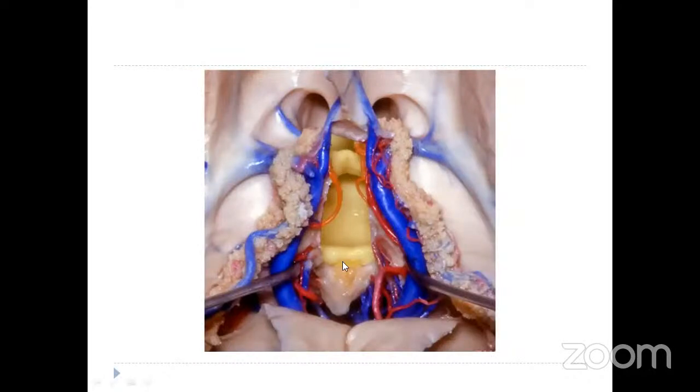Now the roof of the third ventricle is dissected, and we can see the floor of the third ventricle in this diagram. This is the massa intermedia, as we can see, and anteriorly we can see that both foramina of Monro open superior-anteriorly into the third ventricle.